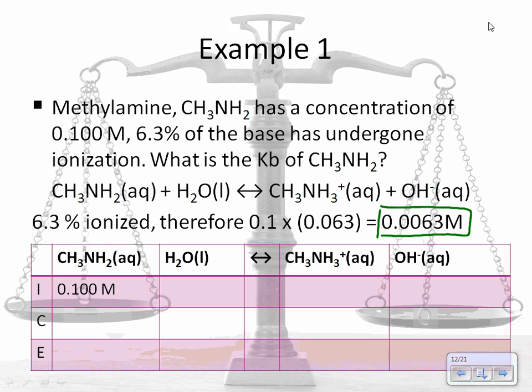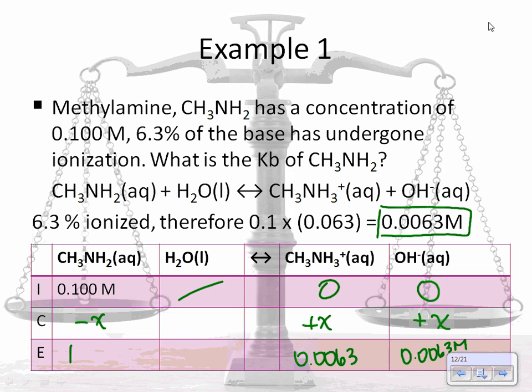So if we fill in our chart, we're starting out with your methylamine concentration of 0.1 and 0 of your other stuff. So nothing's been ionized yet. We know this is going to go down by X, and these are both going to go up by X, just like it used to. And how much is it going to go up by? Well, we figured out that because 6.3% ionized, we're going to have 0.0063 molar of it in the end. So over here, we end up having 0.1 minus 0.0063.